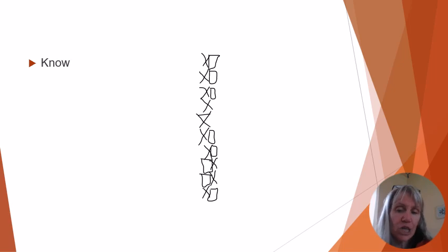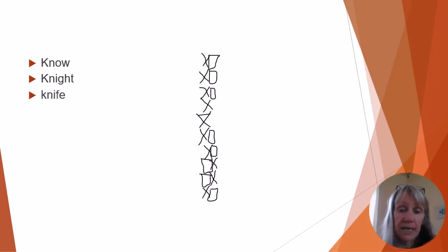So if we look at know, we don't hear the k sound, do we? We just hear the n sound. Night, as in the knight sat before the queen, we do not hear the k sound in night, though there's a k in the beginning. We just hear the n. Knife, again, the same thing. We hear the n sound, but not the k sound. Honor, we do not hear that h. We go right to the middle vowel sound. The same with honest. We do not hear the h sound.